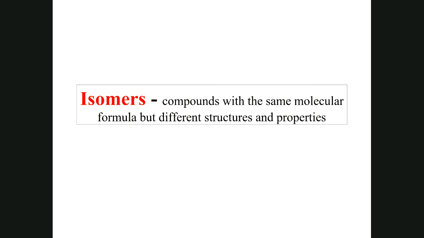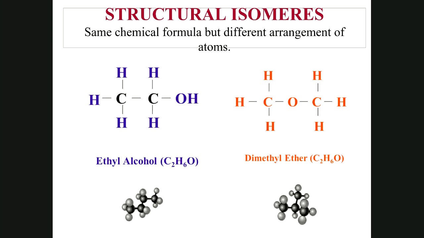So isomers: compounds with the same molecular formula but different structures and properties. We saw one of those before, which we'll see on the next slide. So here it is. The one on the left, this blue, is ethyl alcohol, C2H6O. You see its arrangement: 2 carbons, 6 hydrogens, 1 oxygen. And you see the molecular shape. I just put it up here so you could compare them.